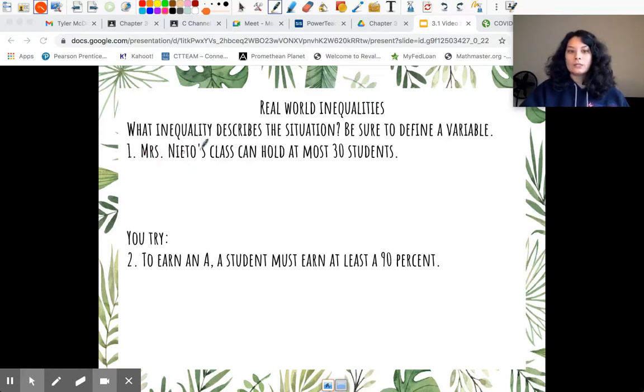So it says Mrs. Nito's class can hold at most 30 students. Well, think about it. What's the thing that can vary here? Does her class have to hold exactly 30 students? Or can it be a number less than that? Her class can actually hold less than 30. It can be that she has 30 students in her class, but it could vary. Maybe she has 10 students in a class. Maybe she has 15 students, right? So that's what I'm going to define my variable as. I'm going to say x is the number of students.